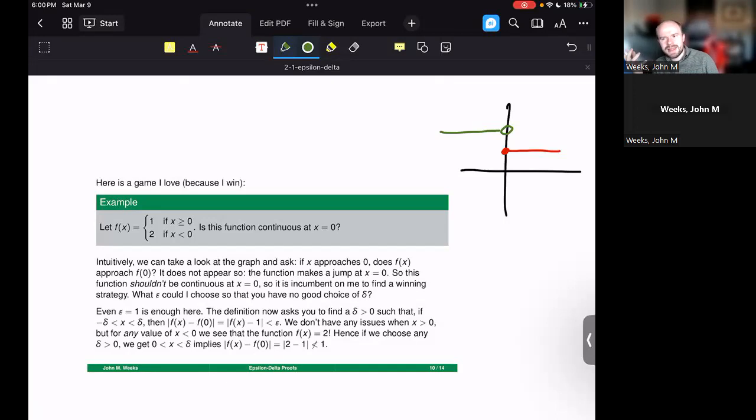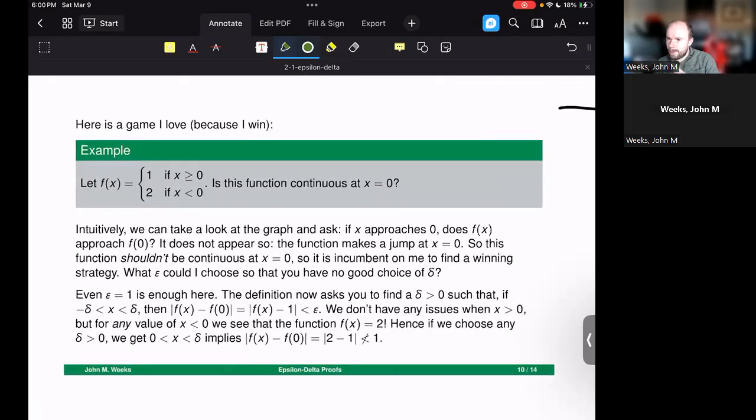But how does this tell me that I am going to lose this game if I am playing against the professor? What is my way of making this work? There's some sort of jump at x equals 0 that I need to take advantage of. So that means that this shouldn't be continuous. So the professor has a winning strategy. So what epsilon could I choose, that is me, the professor, so that you have no choice of delta that wins you the game? There's got to be a winning strategy for me. I need to be able to choose an epsilon so that no matter what delta you choose, I'm still going to win. Epsilon equals 1 ends up being good enough here.